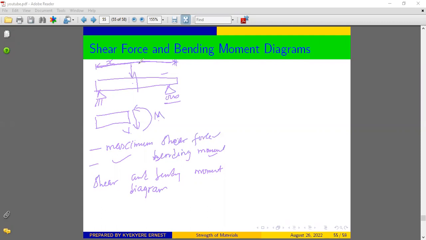So that is what we are going to do most often in this session. But before we look at how to draw the bending and shear force diagram, let us look at our sign convention.